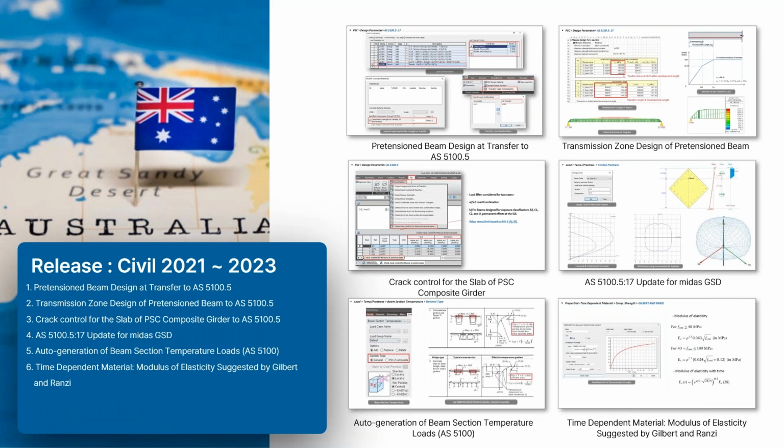From 2021 to 2023, we've introduced several key updates, including code enhancements for pre-tension beam design and the auto generation of temperature loads for beam section. We implemented a feature to define time-dependent materials properties based on the method proposed by Gilbert and Ranzi, further expanding the software capability.